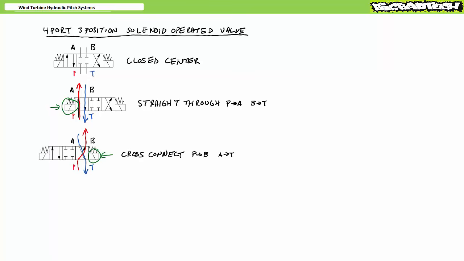Conversely, when solenoid B is energized, the valve shifts to the cross-connect position such that full unrestricted flow goes from P to B and A is dumped to tank. Keep this particular directional control valve in mind because we'll re-examine it with some modifications after we quickly review flow control valves. You will recall a flow control valve, as the name implies, controls flow rate in a hydraulic system and directly influences actuator speed.